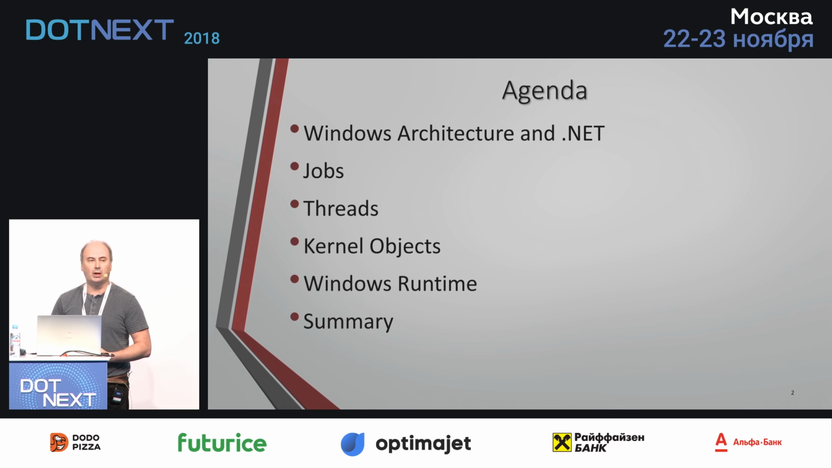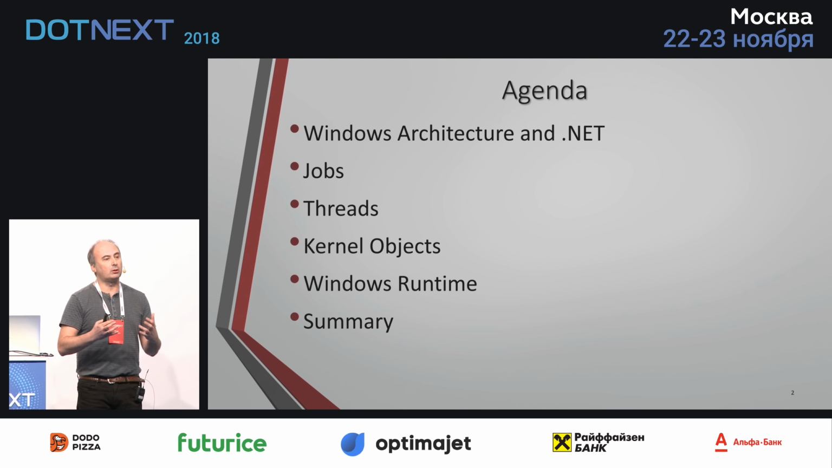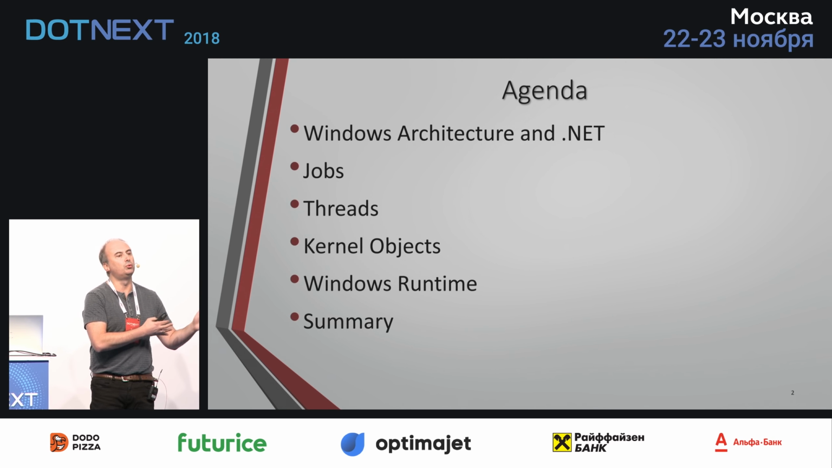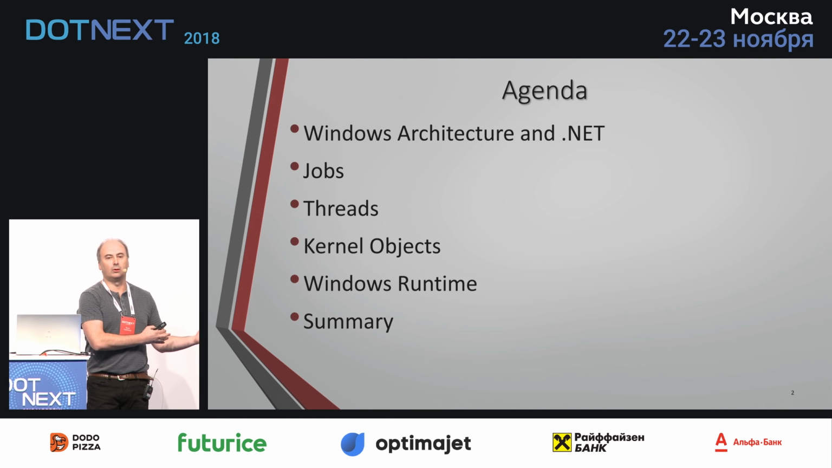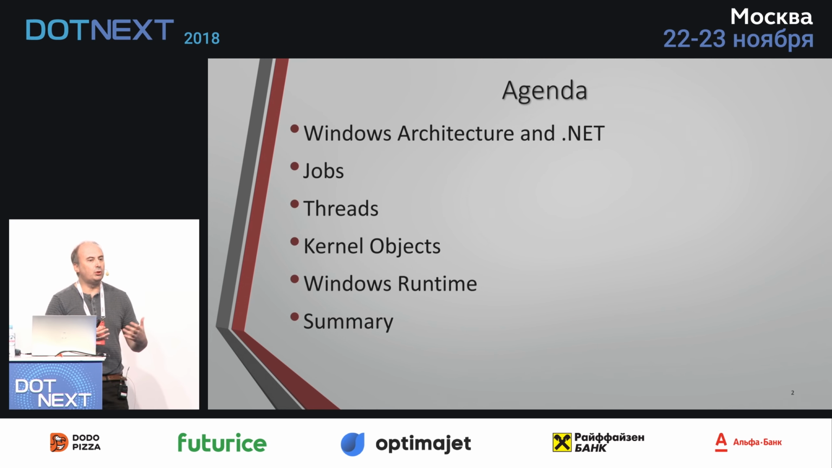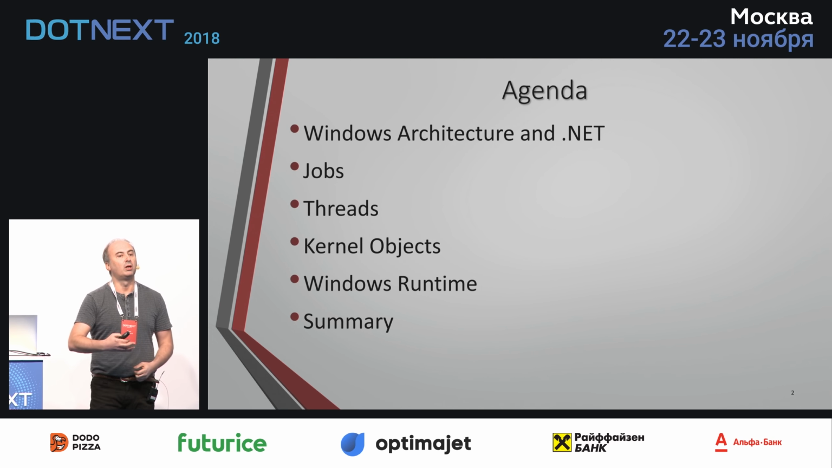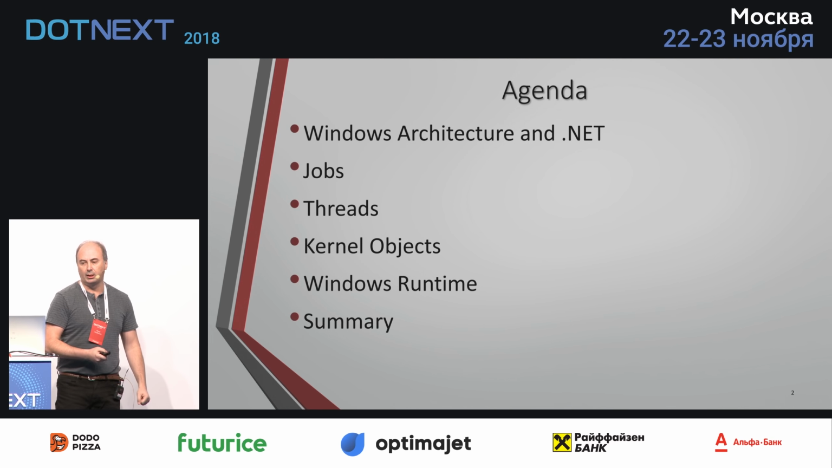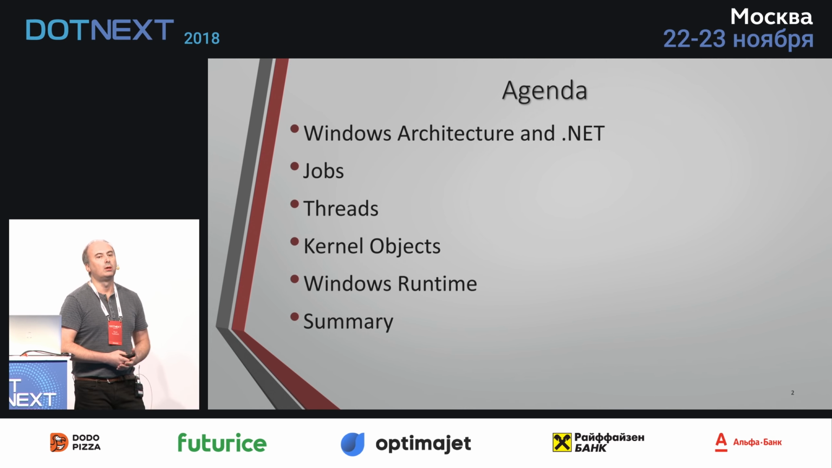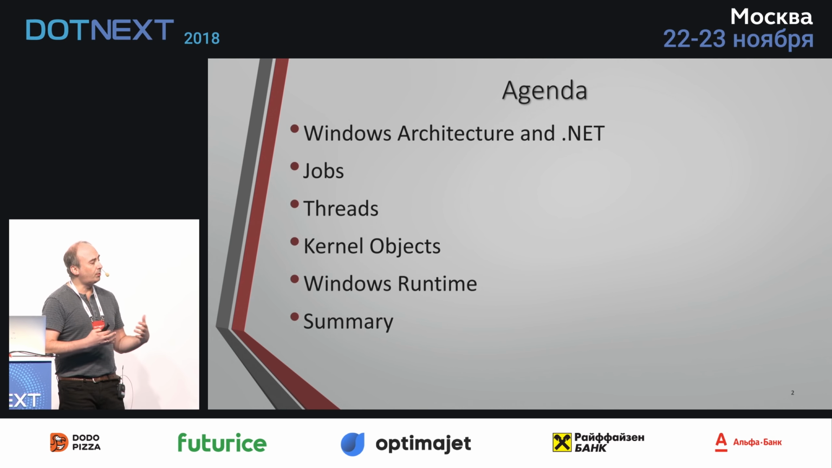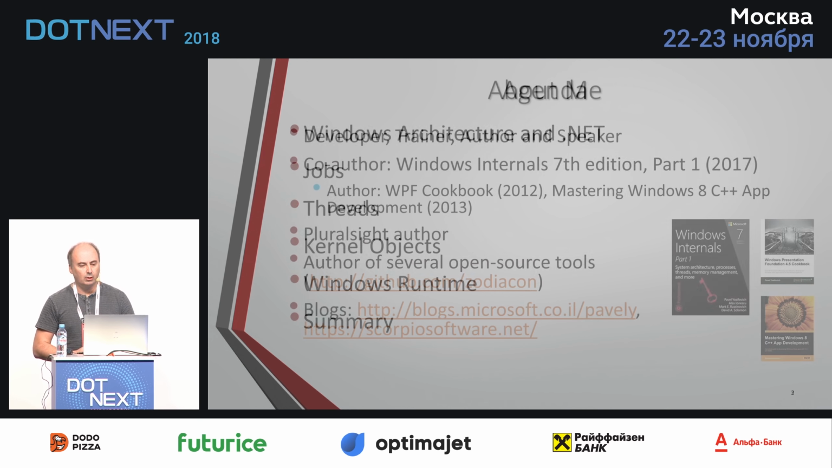So we'll start with a brief architecture overview of Windows for you .NET developers and see where .NET kind of fits into the entire architecture of Windows. And I'm talking about Windows here, not talking about Linux or Mac. And even in .NET Core, you can still check whether you're on Windows and then do some things in a more efficient manner, perhaps. This is a very good thing to do. And then we'll look at some details about objects such as jobs, threads, general kernel objects, and briefly discuss the Windows runtime.